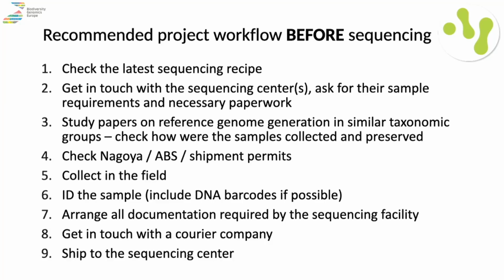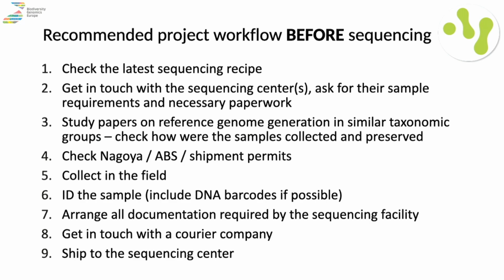An extremely important point is to check all the permits, and that is something that is called Nagoya, access and benefit sharing, and also shipment permits. After that, only after that, you go and collect the sample in the field. After you collect the sample in the field, you need to identify it correctly. Also, if possible, it's nice to include a DNA barcode sequence, for instance, cytochrome oxidase, rbcL, or something else, depending on the organism that you're working on.